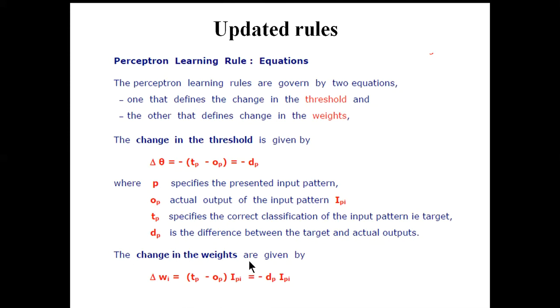Now we define the change in weight like this: delta wi is tp minus op, that means the targeted value minus the calculated value, multiplied by the training data ipi. That is nothing but minus dp into pi. You can use this type of rule to update the weights and bias value. This will continue for a particular problem until we get satisfactory accuracy.